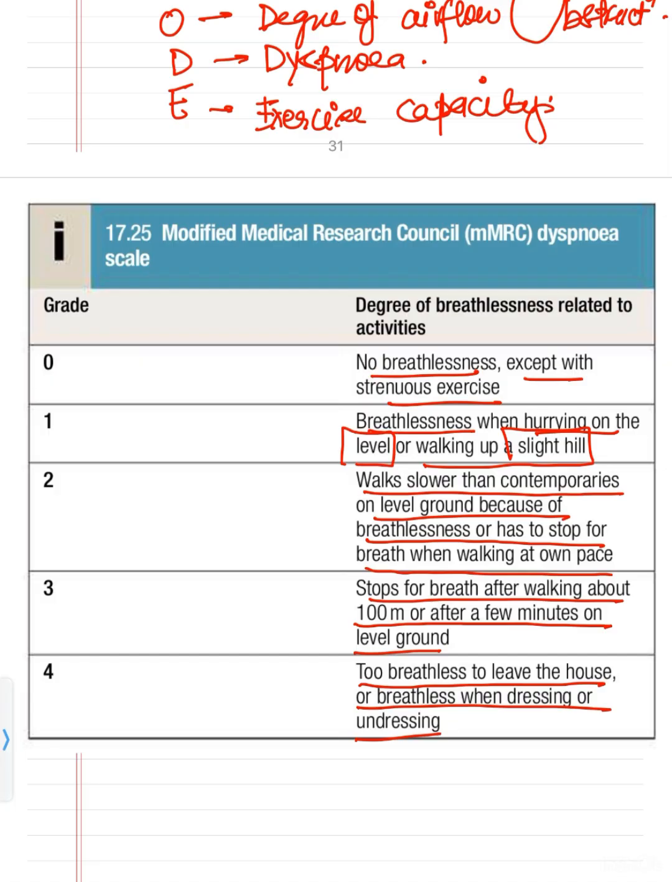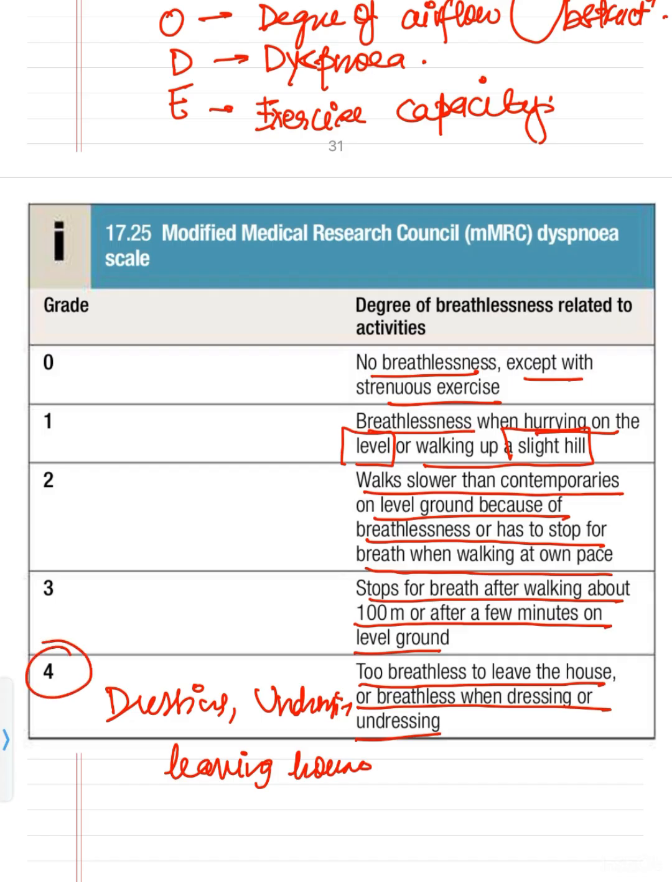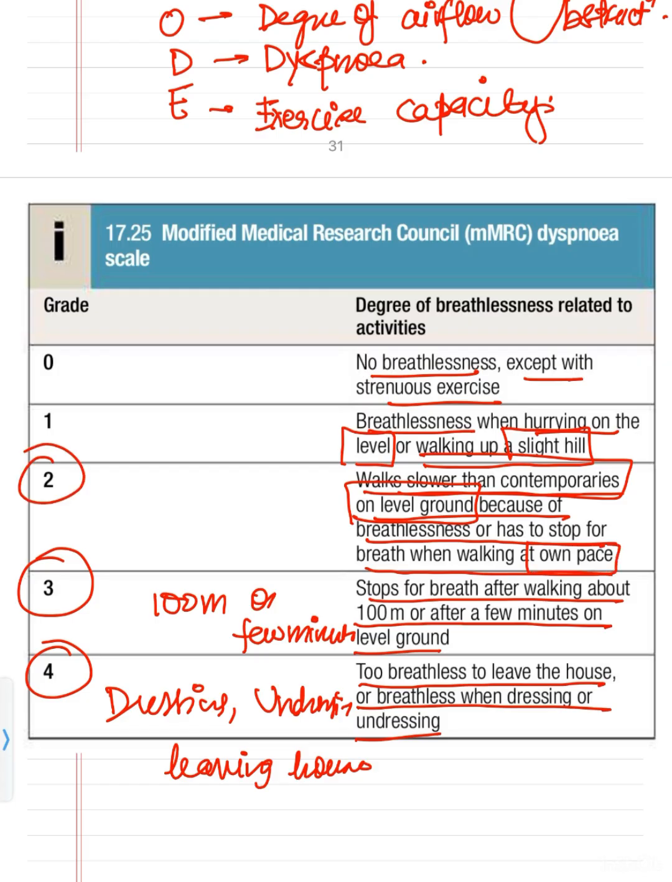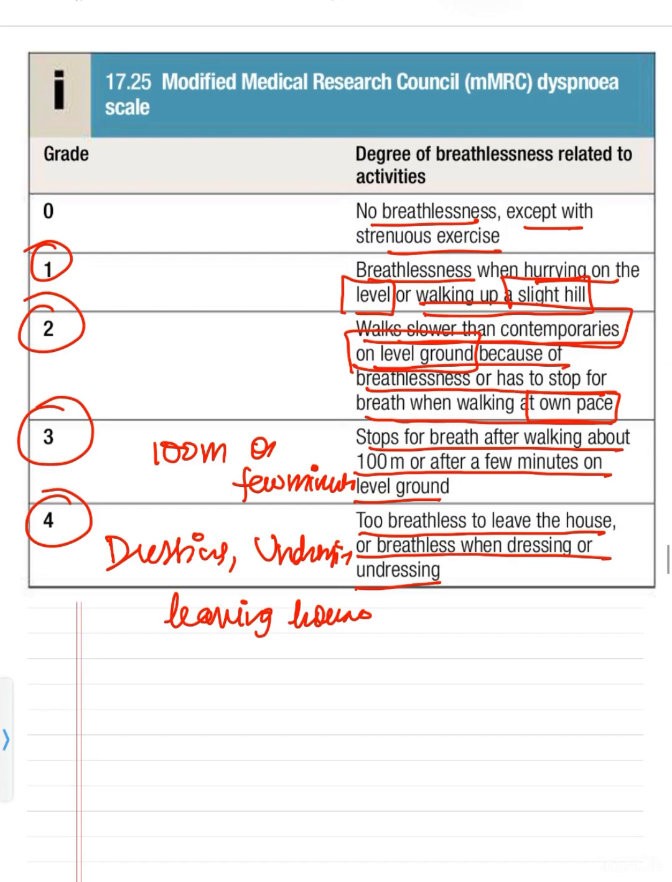So even on normal activities, like dressing, undressing, or when you are leaving the house, these are very normal activities, so the score will be 4. But if you have to walk 100 meters or a few minutes and then you develop it, the score is 3. But if you have to walk slower than contemporaries because of breathlessness even on level ground, or you have to stop for breath when walking at own pace, then it's a 2. Or whenever you are walking up a slight hill or hurrying on the level and you get breathlessness, it's a 1, and if there's no breathlessness, then the grade is 0.